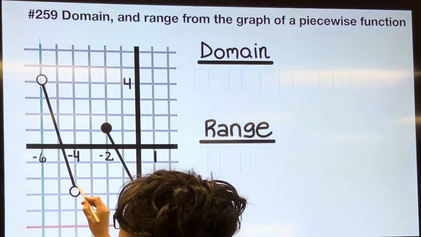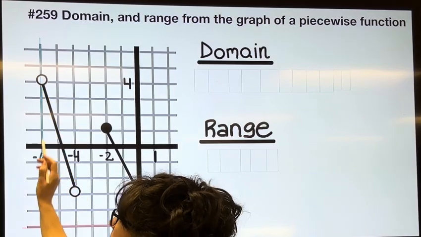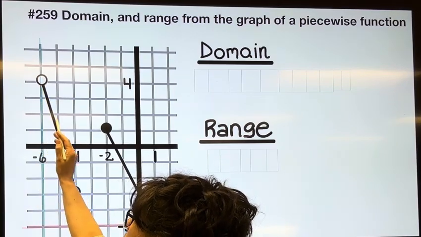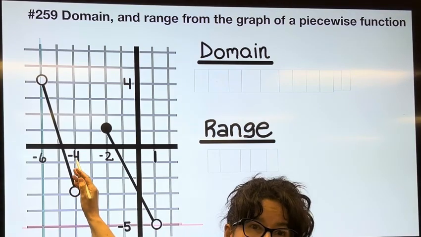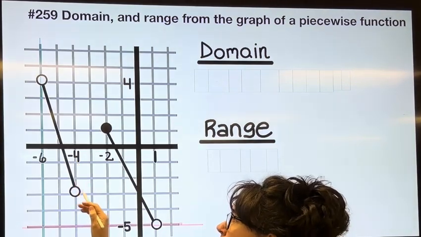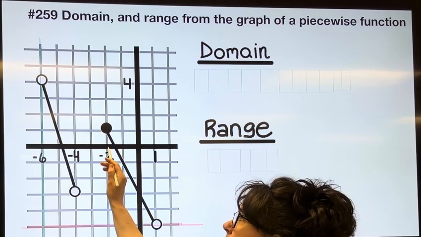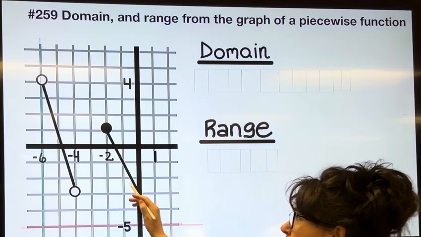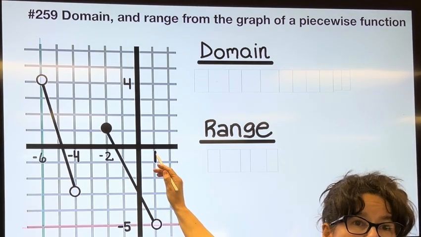So let's start with the domain, moving from left to right. The furthest left I can go is -6. Then I start moving to the right, and I reach -4. Then I have to lift my pencil. I'm back on the graph when I'm back at -2, I continue, and the furthest I can move right on the graph is 1.